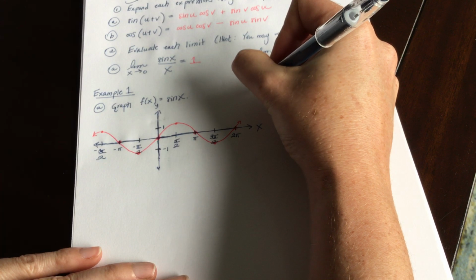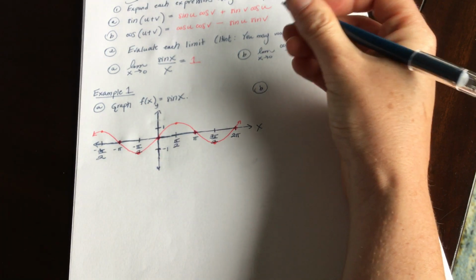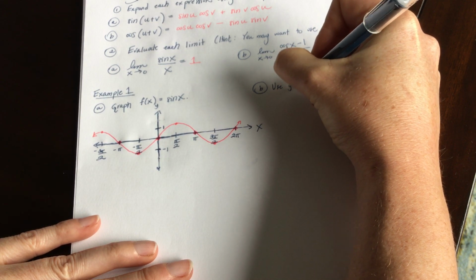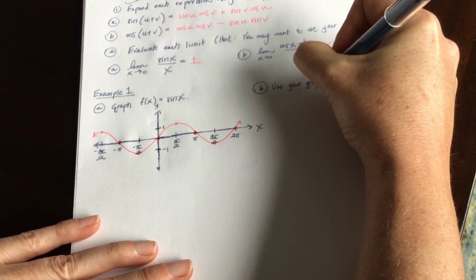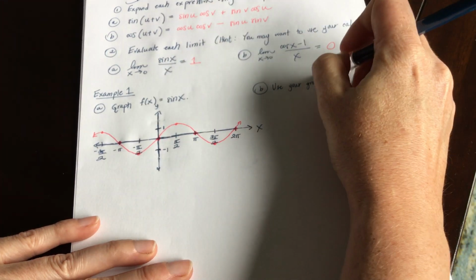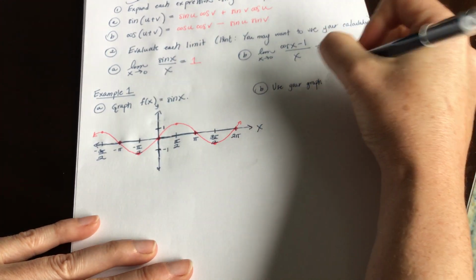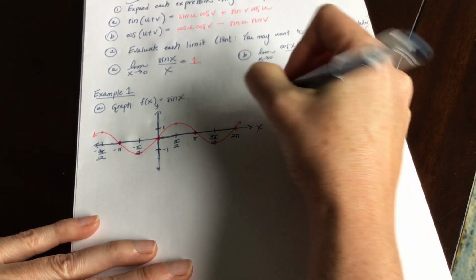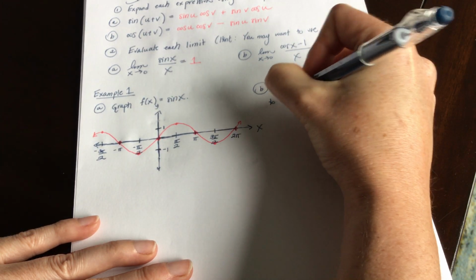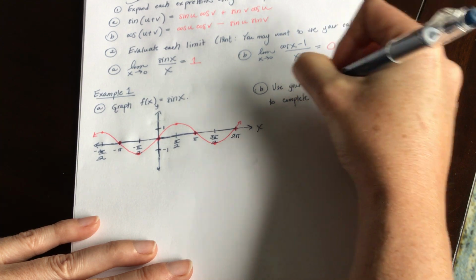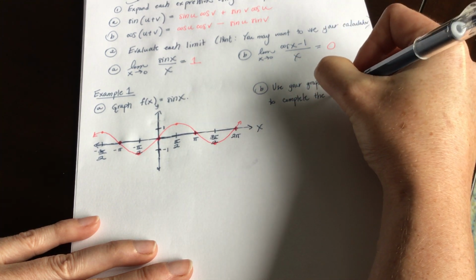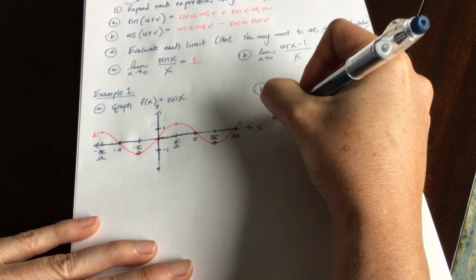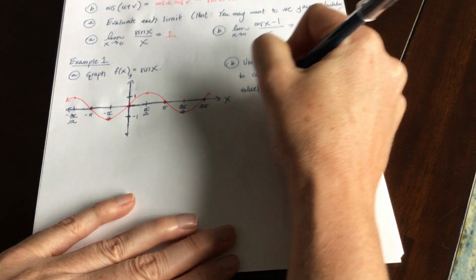Now for part B, I'm going to ask you to use your graph from part A to complete this given table of values. So here we go.